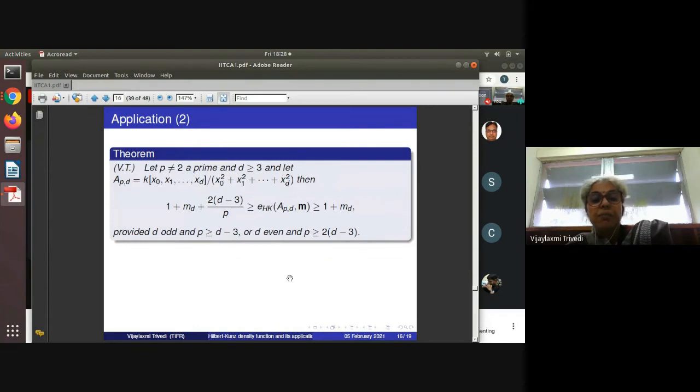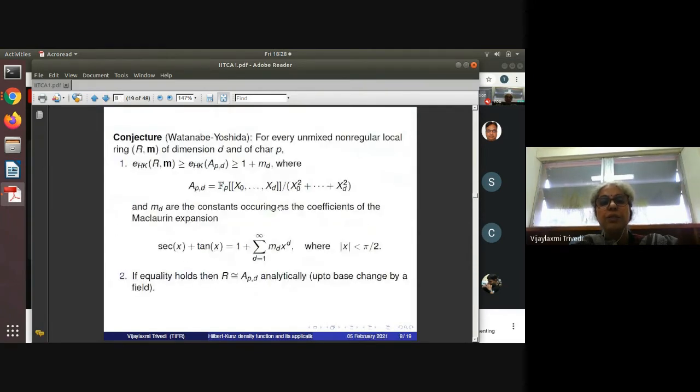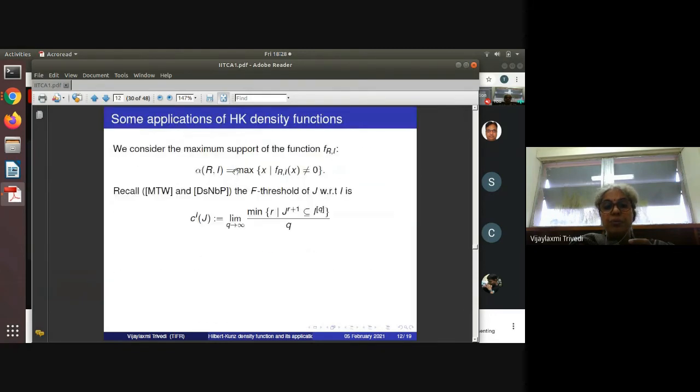Okay, so now we come to the second one. So this is the last application. Now let me go back to the Watanabe-Yoshida conjecture. As I mentioned, this conjecture was in 2 parts. The second part was saying that there is a characteristic-free lower bound on the quadratic hypersurfaces. So this is for p not equal to 2.